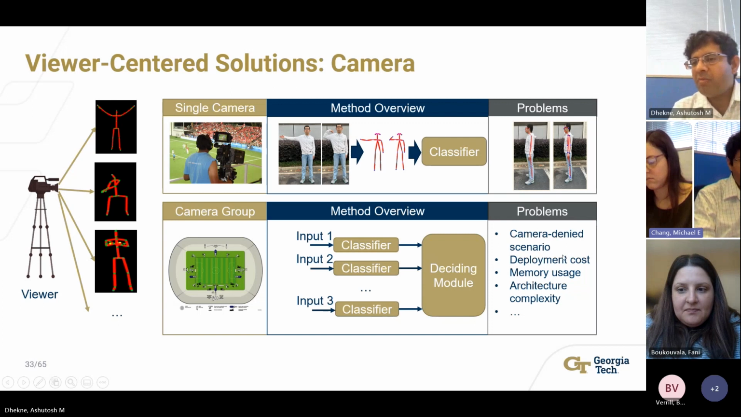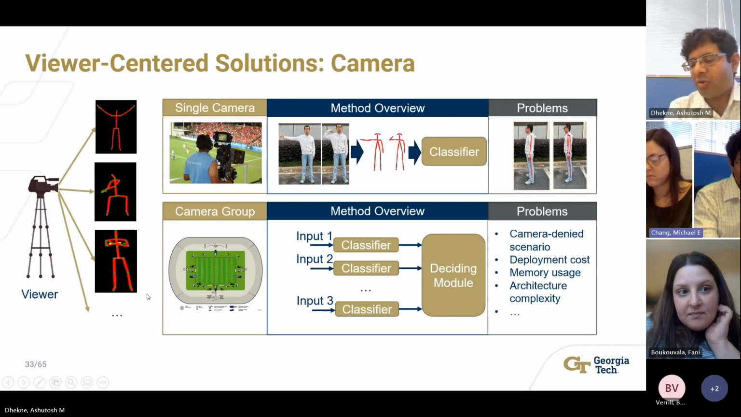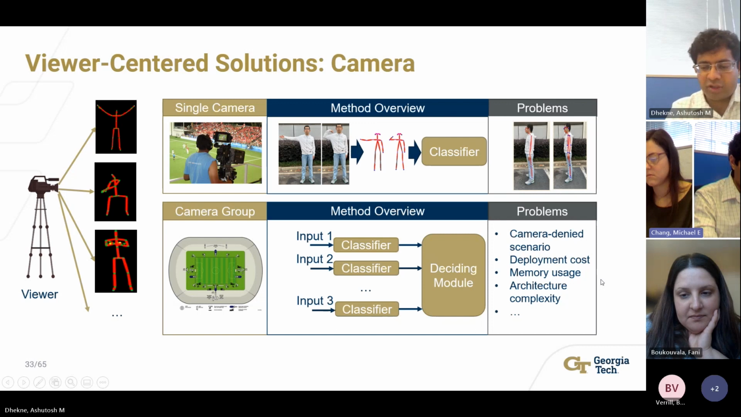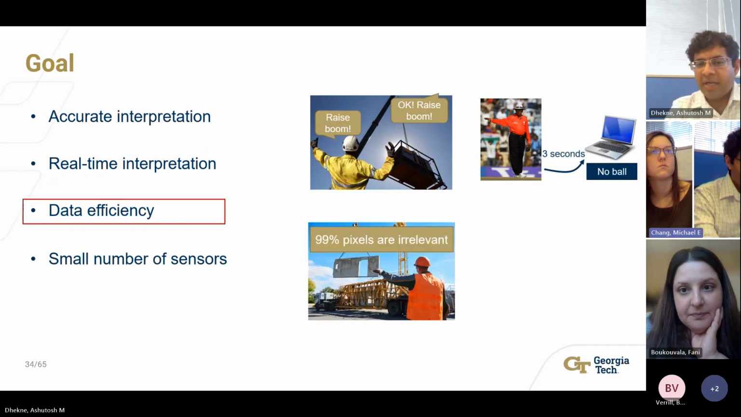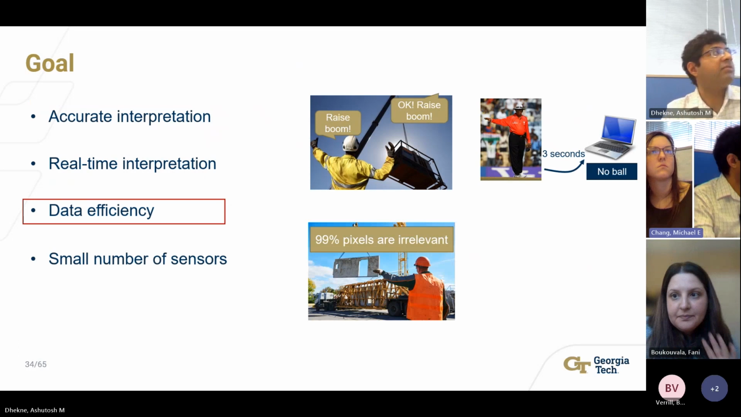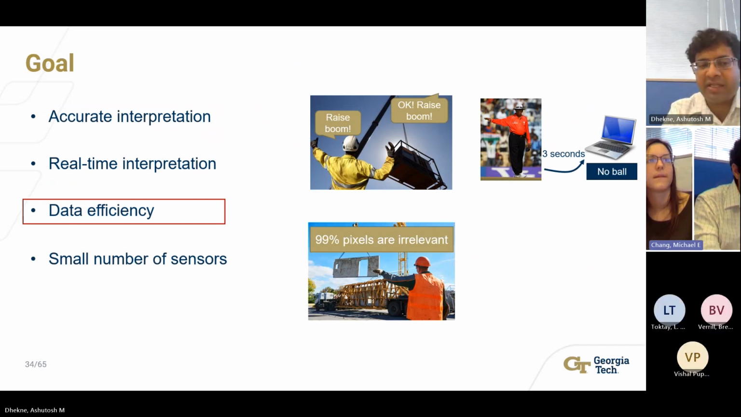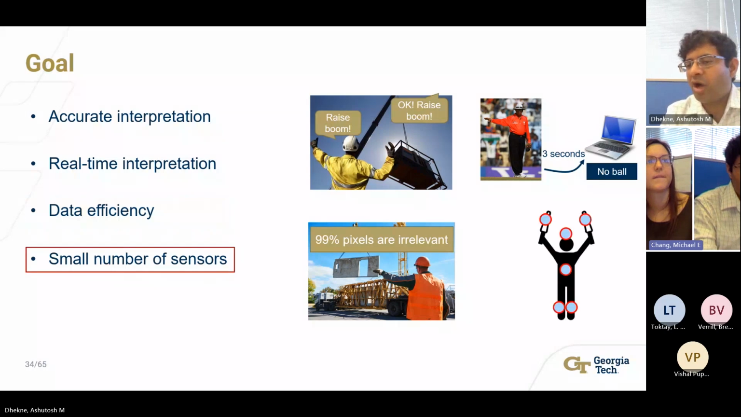The problems are when you have a camera-denied scenario, it's very dark, it's extremely bright, things like that, then you cannot deploy cameras. They won't work well. You have huge deployment costs, particularly for very fast moving things. The cameras have to be high quality as well. Huge amount of memory usage, architectural complexity, and processing. So our goal was to perform this accurate interpretation of signals, perform it in real time, be efficient in data, because otherwise with cameras, for example, 99% of the pixels are basically irrelevant, and use just a small number of sensors.